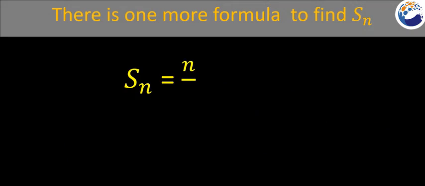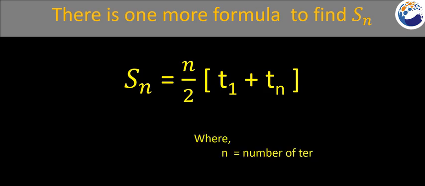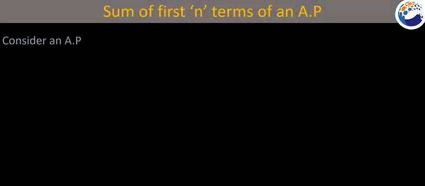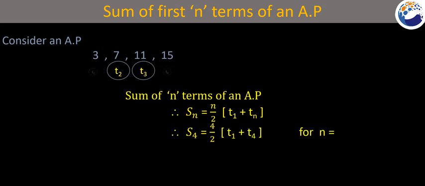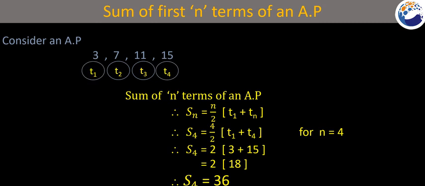There is one more formula to find Sn, and it is given by Sn is equal to n upon 2 into T1 plus Tn, where n is equal to number of terms, T1 is equal to first term, Tn is equal to nth term. Let us solve the previous AP by using this formula. Sn is equal to n upon 2 into T1 plus Tn. Again we get S4 as 36. Formulas for Sn.